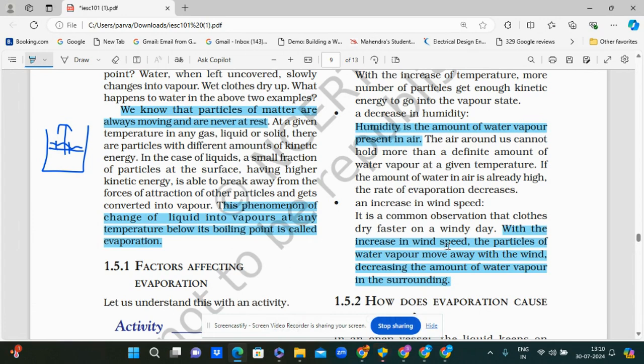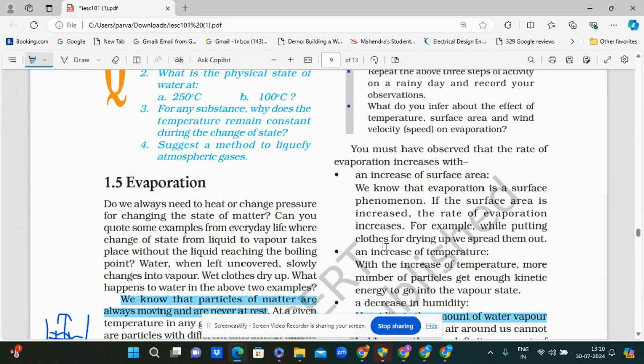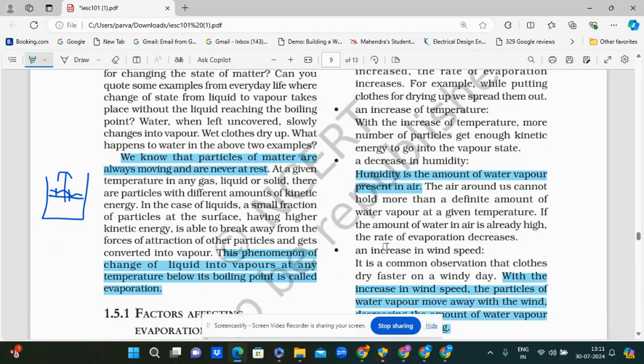So factors affecting evaporation, we have learned 4 points. Increase in surface area increases evaporation, increase in temperature increases the rate of evaporation, increase in humidity decreases the rate of evaporation, decrease in humidity increases the rate of evaporation, increase in wind speed increases the rate of evaporation.